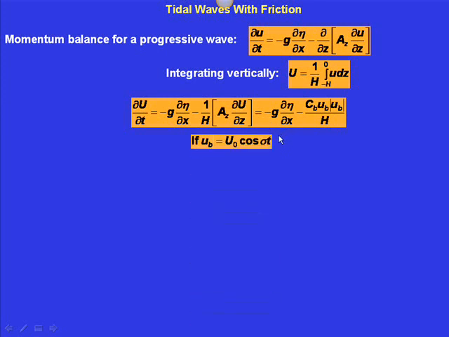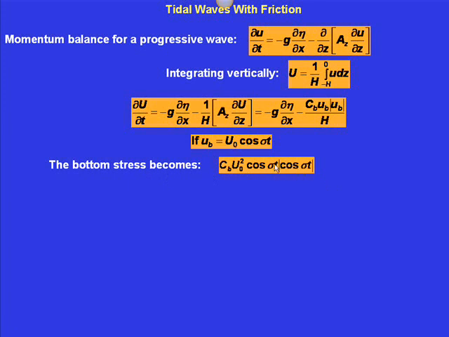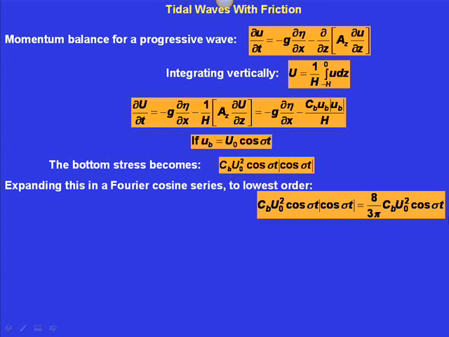That's great. So if we can represent the near bottom flow as an oscillating flow, then we can represent this absolute value differently, as a Taylor expansion. So the bottom stress becomes, in terms of the oscillating part, like that, but then the absolute value of the cosine equals that if we expand this absolute value of the cosine in a Fourier cosine series. To the lowest order, we get this factor 8 over 3 pi.